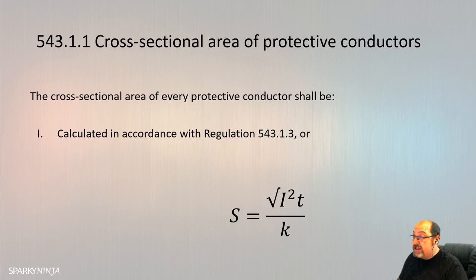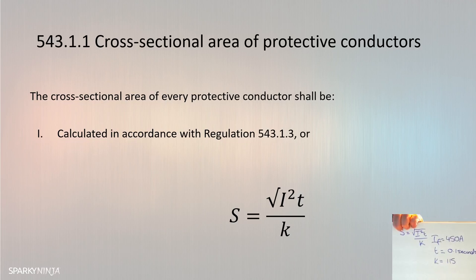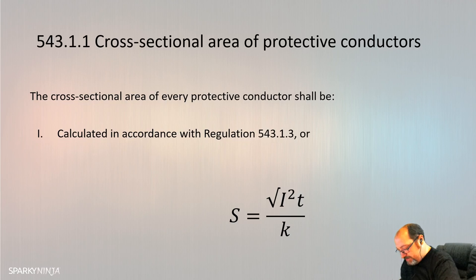So we're going to say K is 115, which is quite often what K is for many circumstances. So K equals 115. Alright, so that's what we have. Okay, and I'm just going to calculate that. I'll rewrite it. So S is equal to the square root of 450 squared times 0.1. And it's the square root of the top line. Okay, don't square root the whole sum. And then that's over 115. Like that.